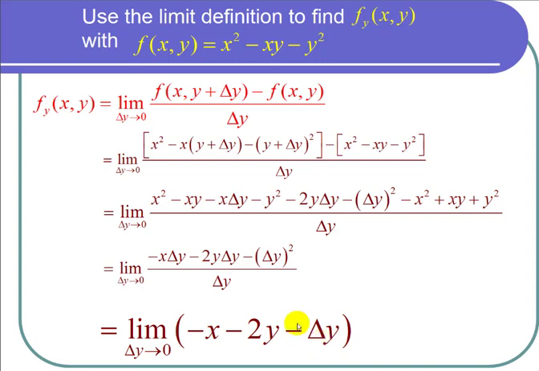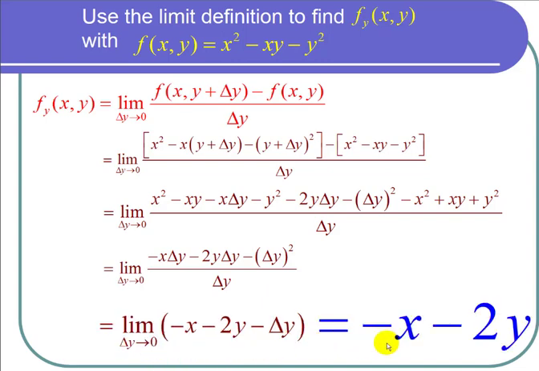As soon as I've canceled the denominator, it's time to plug in. So I plug in 0 where I see a delta y, and I'm left with negative x minus 2y. So I can say that the partial derivative of f with respect to y, when f is x squared minus x y minus y squared, is negative x minus 2y. And I'm done with the problem.